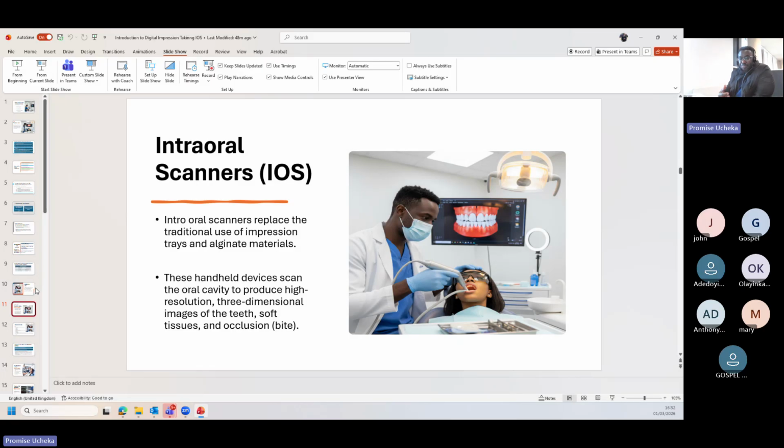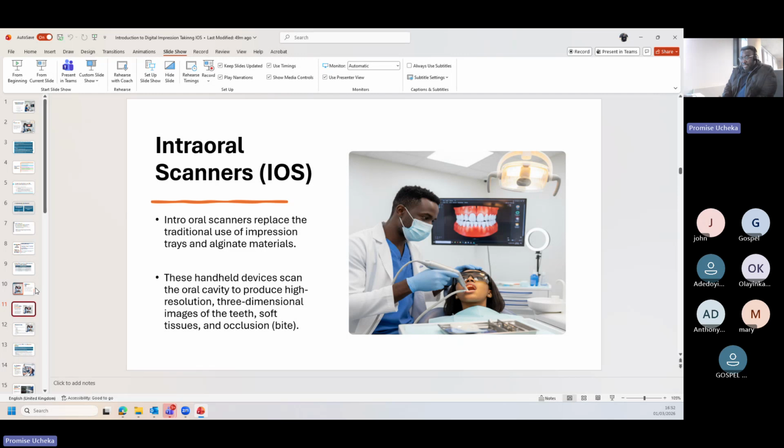And your mouth is also a personal space, and there's a level of vulnerability, even though with digital impression scanning you still have to open your mouth, but you feel a level of vulnerability when someone is taking your impression. All of that will be replaced by intraoral scanning. These handheld devices can scan the oral cavity to produce high resolution three-dimensional images of the teeth, soft tissues, and occlusion. That is the bite area.